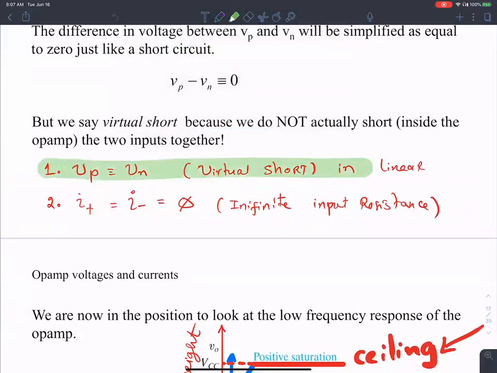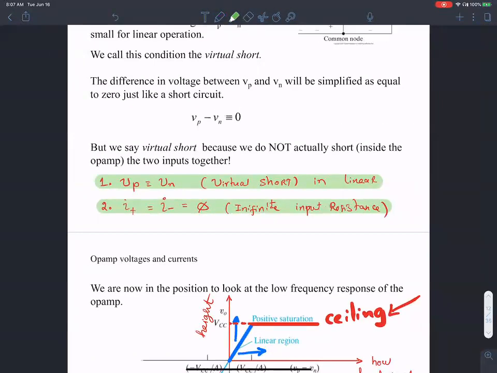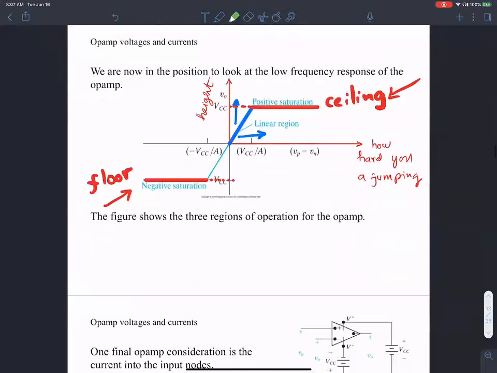We looked at two properties of the operational amplifier. One is the virtual short, and the other is the idea that the current going into an operational amplifier is zero. Okay, let's begin there.